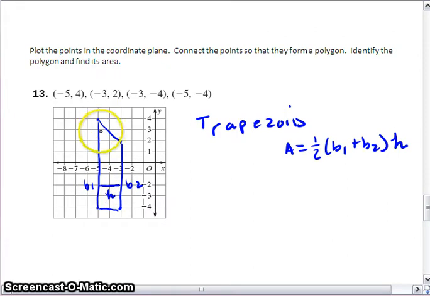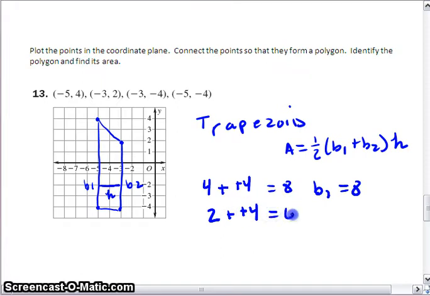To find my base 1, I'm going to take the measure 4 here, and I'm going to subtract from it -4 here, because that's the distance from this point to this point on the y-axis. Well, if I add the opposite, this gives me 8. So base 1 equals 8. Alright, here I'm going to go from 2 to -4. So if I find the difference between those two, again, add my opposite, that tells me that base 2 equals 6 units.